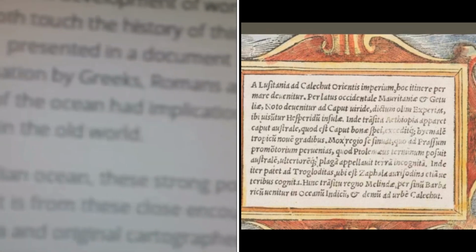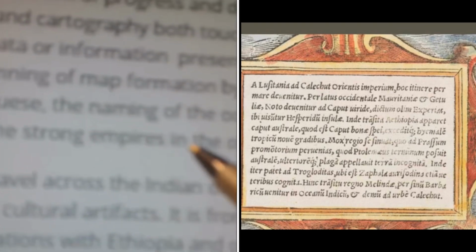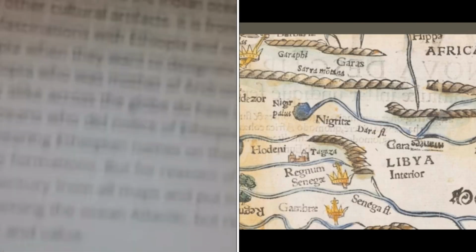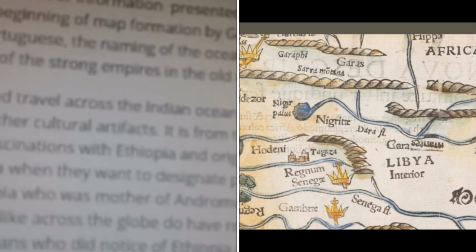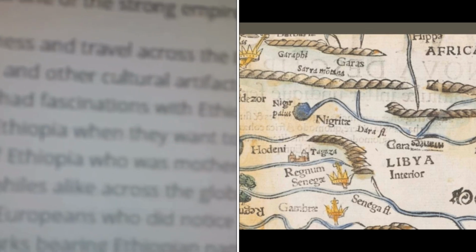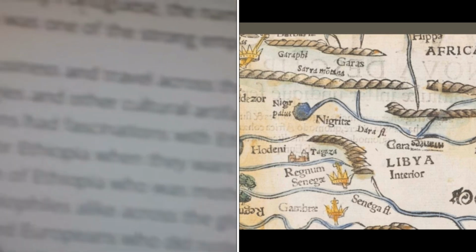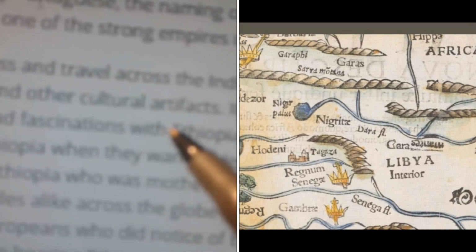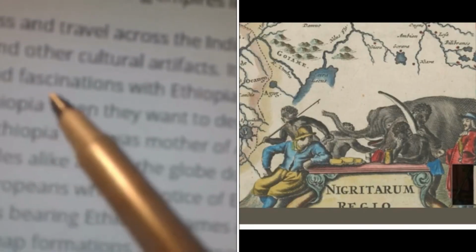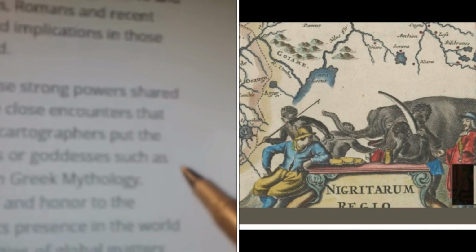The naming of the ocean had implications in those times as Ethiopia was one of the strongest empires in the world. Now that's coming from the 1795 Dutch colony of the Cape of Good Hope. As a partner of travel across the Indian Ocean, these strong powers shared names, technologies, and other cultures, artifacts. It is from these close encounters that the Greeks and Romans had fascinations with Ethiopia and their original cartographers.